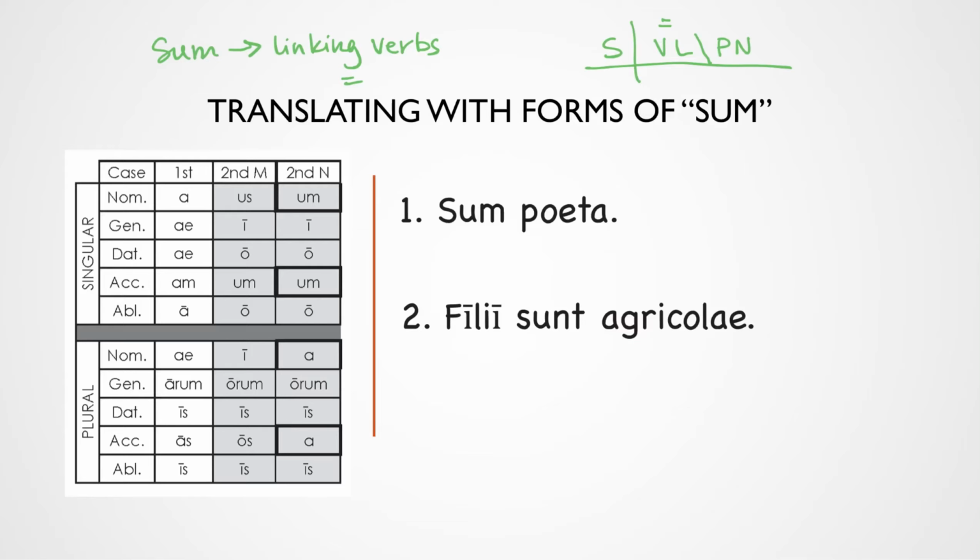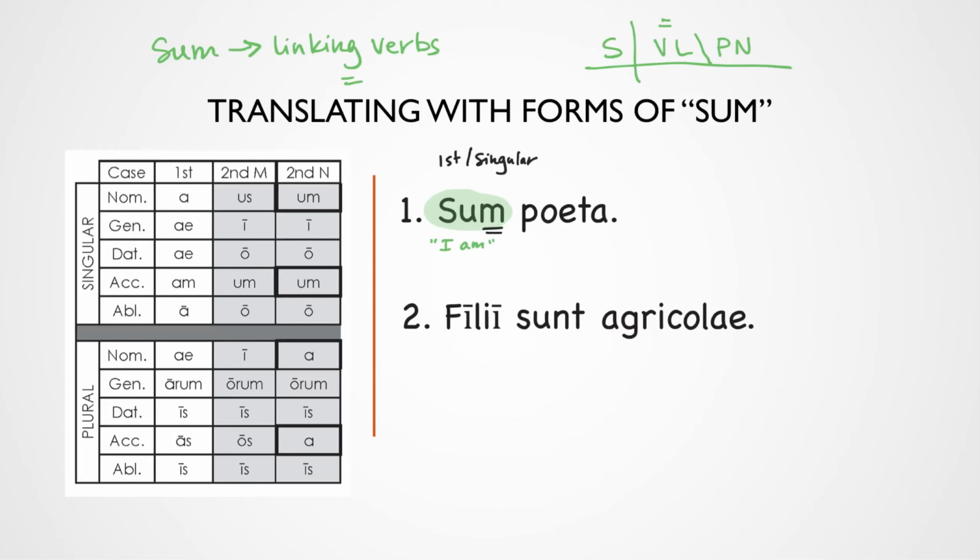The first one is sum poeta. Now we have a lot more we can identify about our verb. Let's start with that. It's at the beginning. Looking at that m ending, that means that sum is a first-person singular verb. Now the cool thing is that if a verb is not third person, then you know the pronoun is going to be used in the sentence. So in this case, that's I. So I is going to be the subject of our sentence.